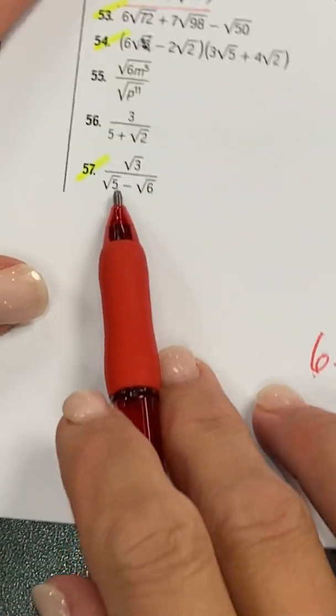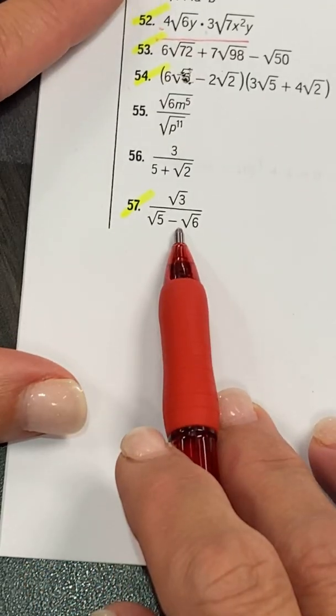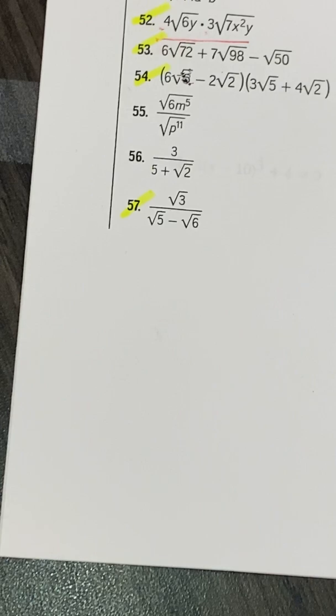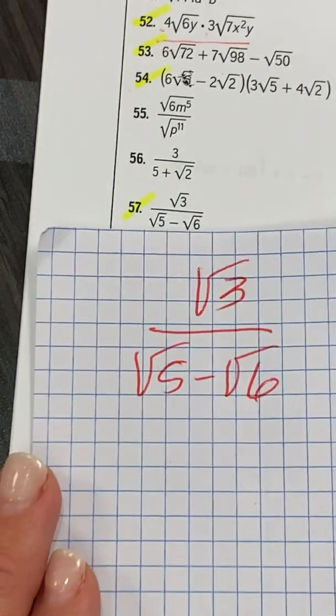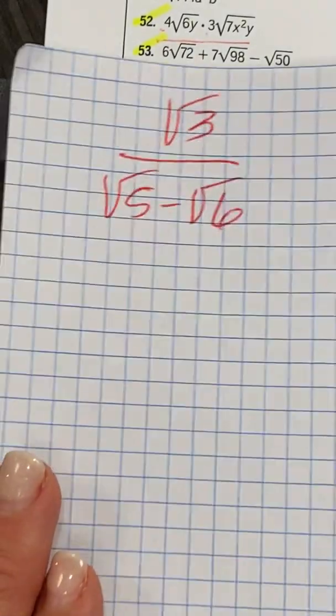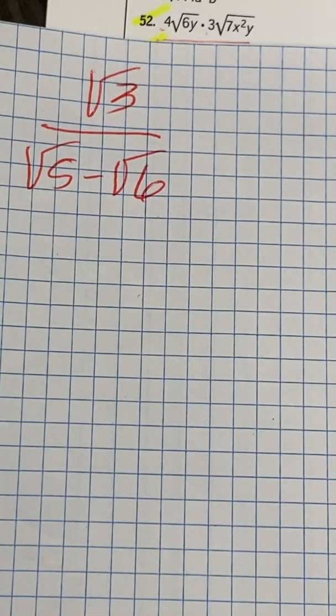Now I'm on this one, our favorite. What do I have to do to these guys? Yes, I have to rationalize the denominator by using the conjugate. Everybody see the question? Yeah, I'm going to write it up here. I think it's this: square root of 3 over square root of 5 minus square root of 6. You're going to have another question like this in your free response as well.